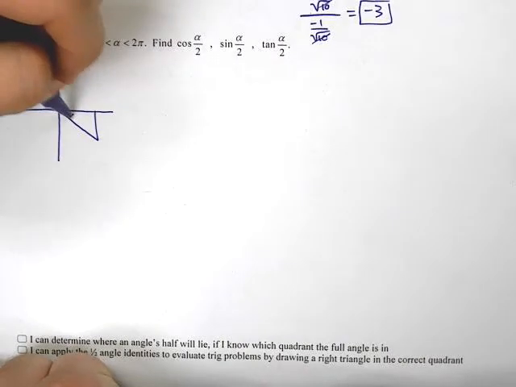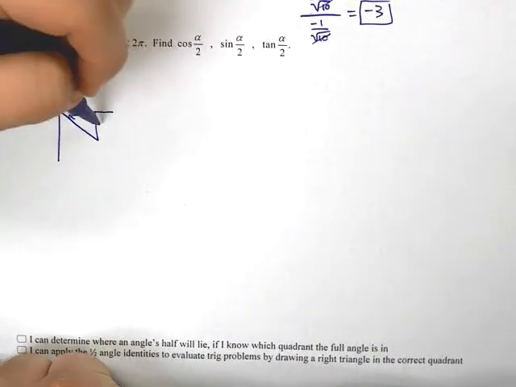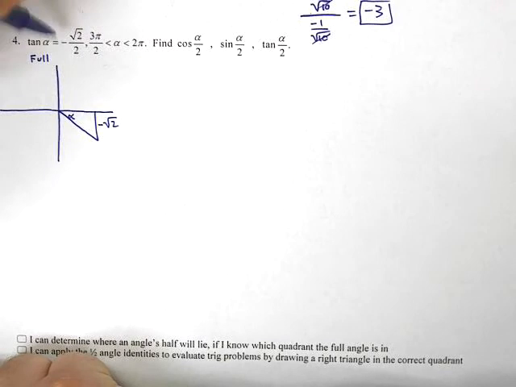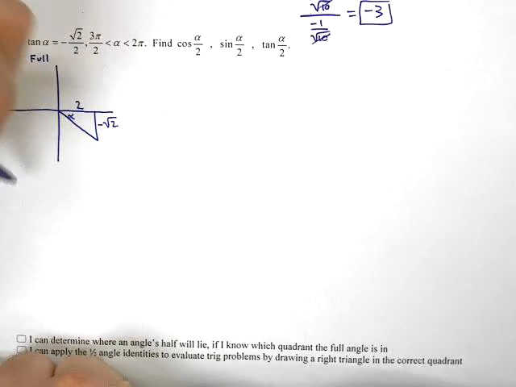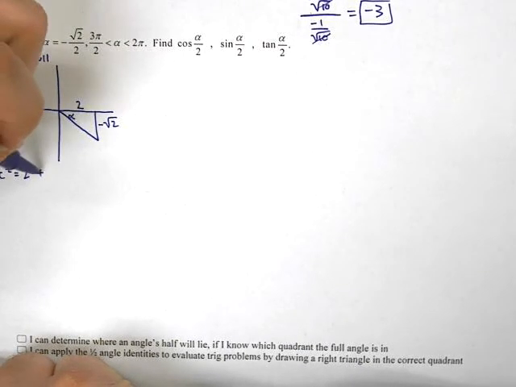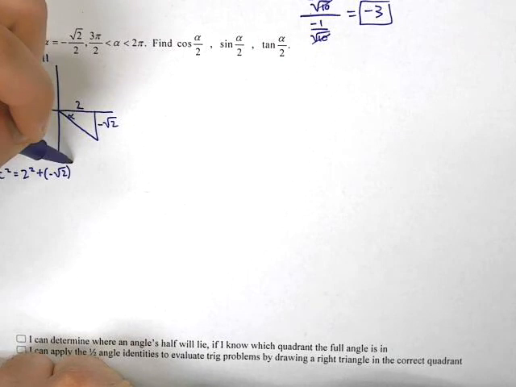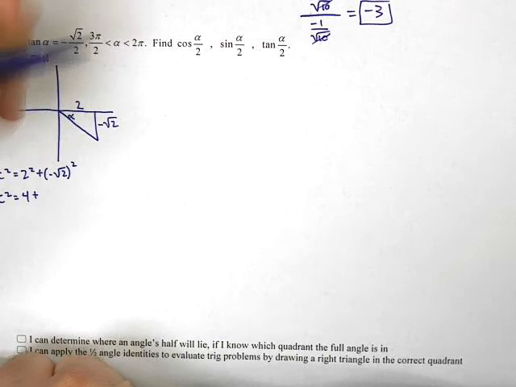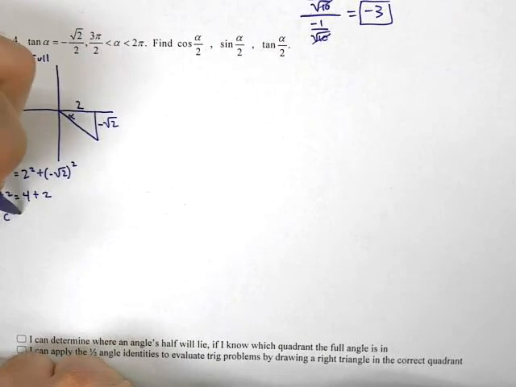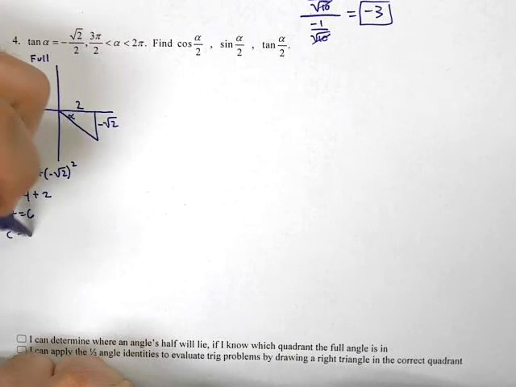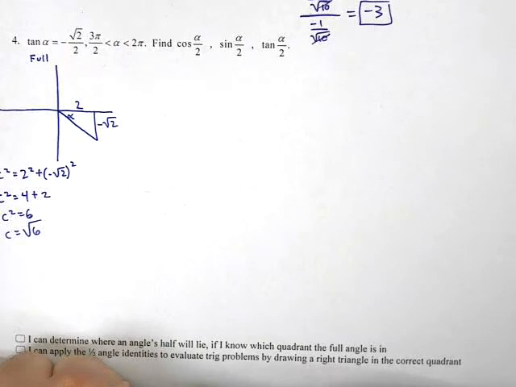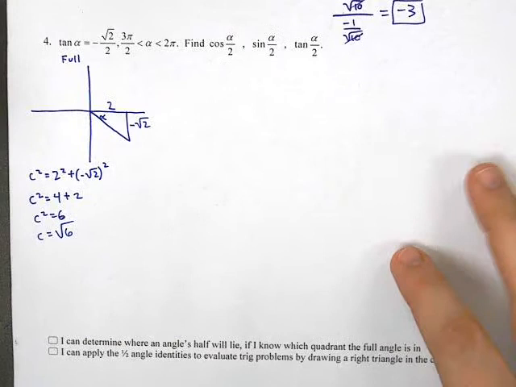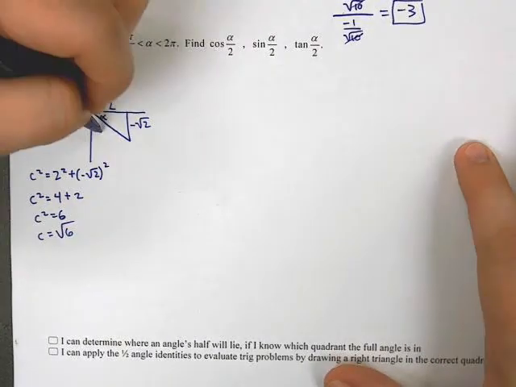Opposite is going to be the negative root 2. Adjacent is going to be the 2. Well, I need to work to get my hypotenuse, so let's do some Pythagorean theorem. c squared is equal to 2 squared plus negative root 2 squared, or c squared equals 4 plus negative root 2 times negative root 2, which is just a 2. c squared equals 6. c equals square root 6. I'll pause just a second so that you can catch up with me on that.